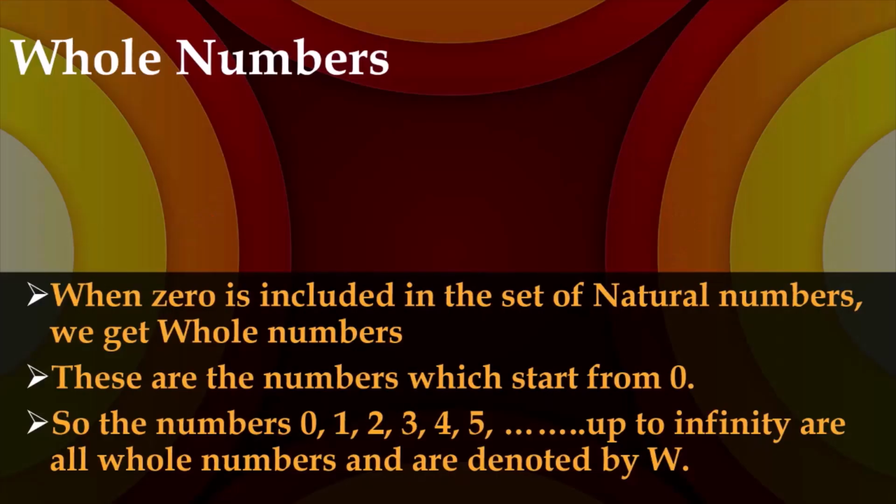Whenever we include 0 in the list of natural numbers, we get a new list of numbers which is called whole numbers. So whole numbers are the numbers which start from 0. So the numbers 0, 1, 2, 3, 4, 5 up to infinity are all whole numbers, and they are denoted by capital W. Note that the new list we got here is the same list as above, but with the addition of 0.